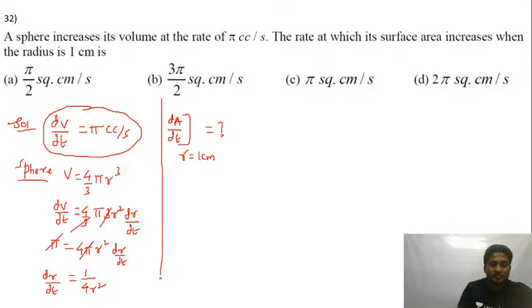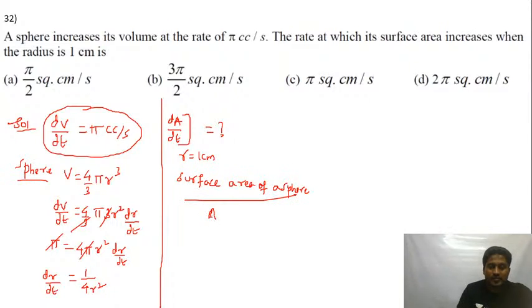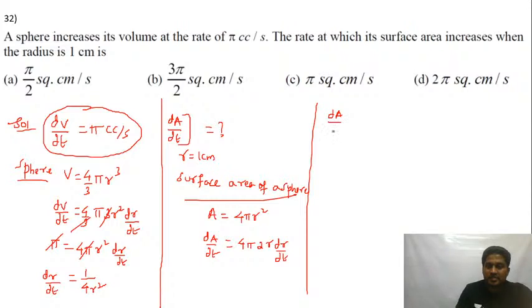Now let me use here the surface area of a sphere. Surface area of a sphere is 4 pi r square. Now if I differentiate, dA by dt is equal to 4 pi is a constant. Differentiation of r square is 2r into dr by dt. Now if I substitute, dA by dt is equal to 4 pi into 2r into dr by dt. dr by dt is equal to 1 by 4r square. Now I'm going to cancel this 4 and 4. r will cancel with the square. What's left out, guys? You get 2 pi by r.